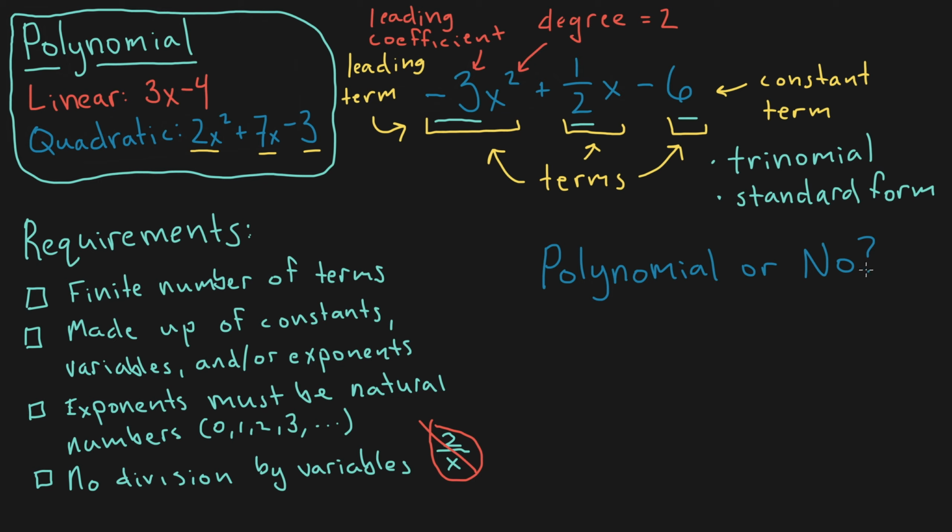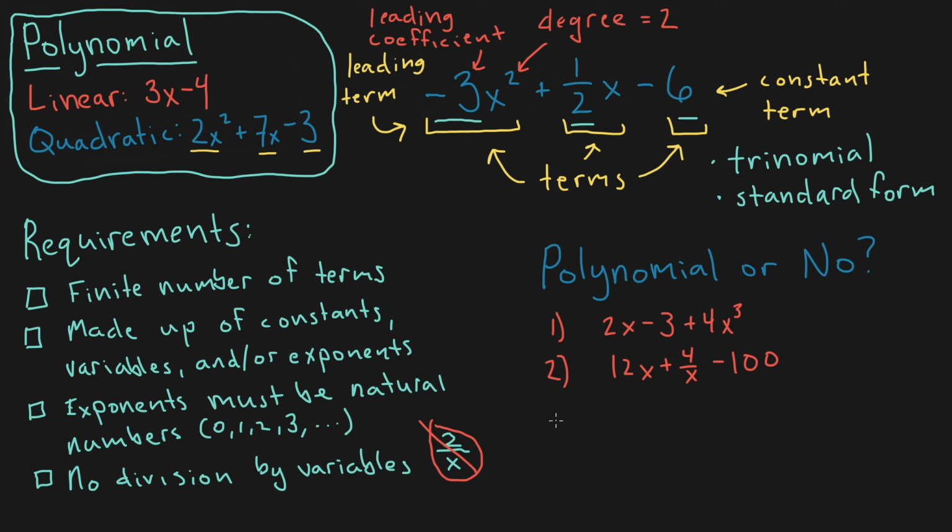Let's play. I'm going to write down some polynomials here, and as I write them down, I want you to think, is this a polynomial or not? Number 1 here is 2x subtract 3 plus 4x cubed. Is that a polynomial? Think about it. Number 2, 12x plus 4 over x subtract 100.